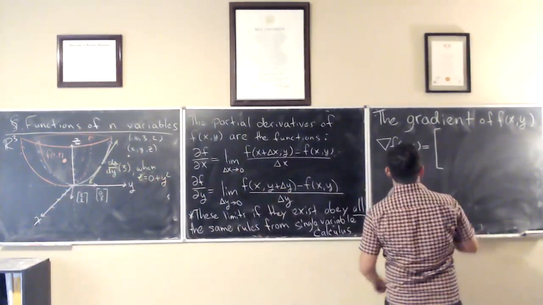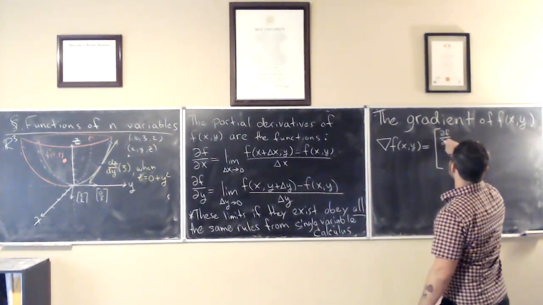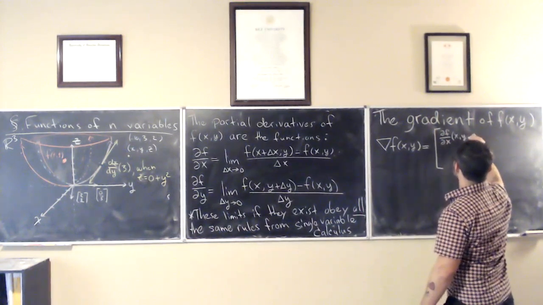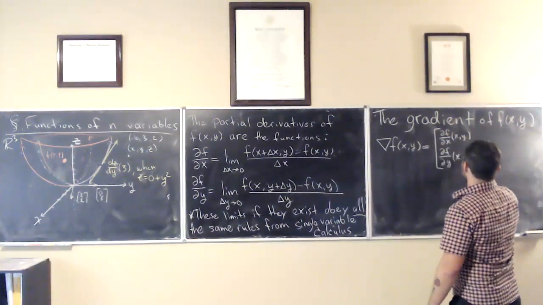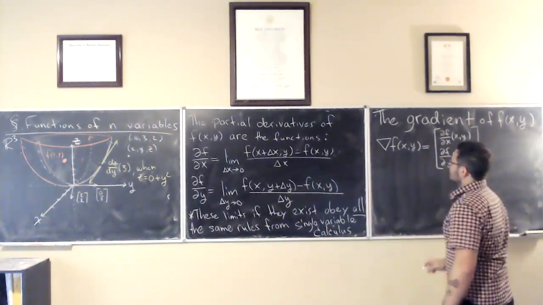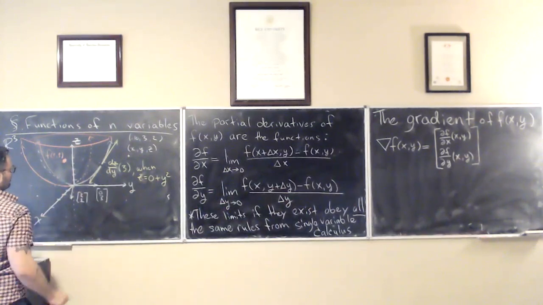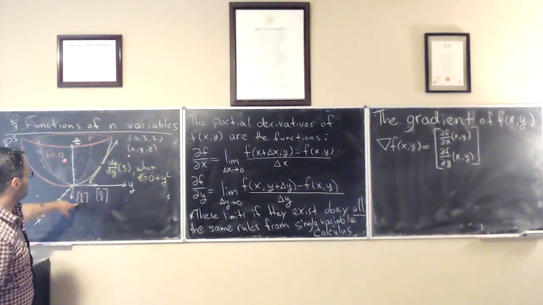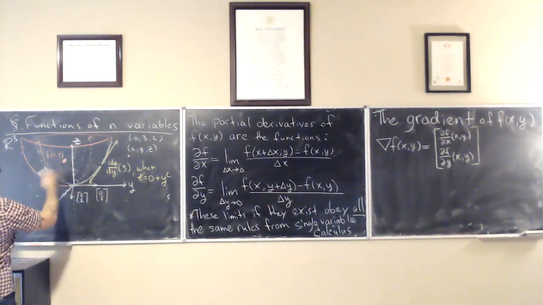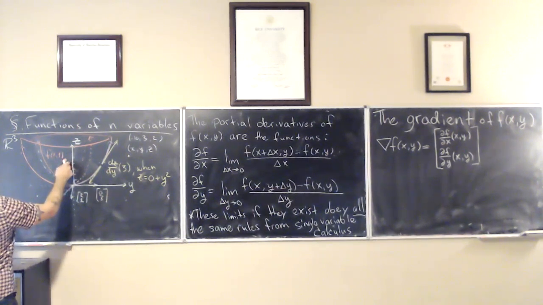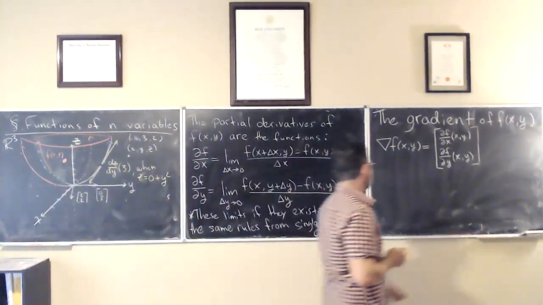And so how would you do that? Well, that's just going to be partial f partial x of (x, y), and then partial f partial y of (x, y). So now if you give me any point in the plane, for example that point (2, 1), I want to know, if I go in x, how much is z changing if I go that way? If I go in y at that point, how much is z changing in that direction?